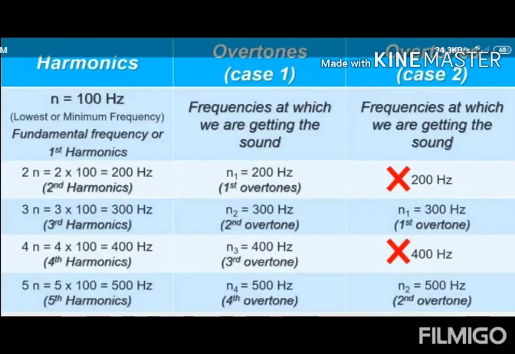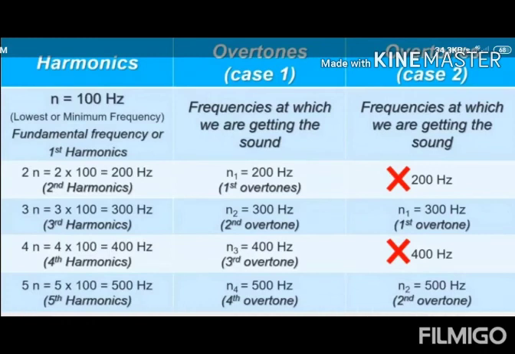To understand the concept of harmonics and overtones, I am giving you one example. As we know, the term harmonic is used when the frequency is an integral multiple of the fundamental frequency. So, let us consider n equal to 100 Hz, which is the fundamental frequency, or first harmonic. Now, the second harmonic will be 2n, which is 2 multiplied by 100, equal to 200 Hz. If we want the fourth harmonic, 4 multiplied by n is 4 into 100, equal to 400 Hz, and so on.